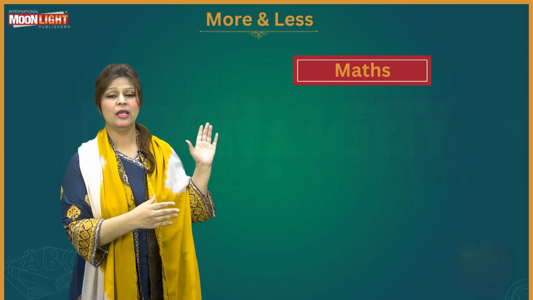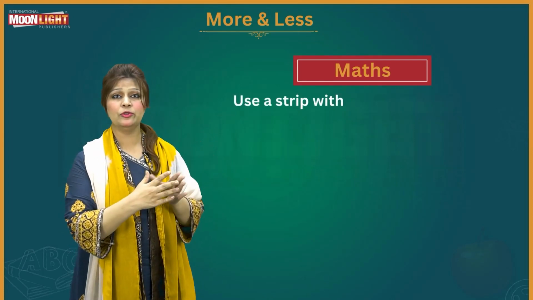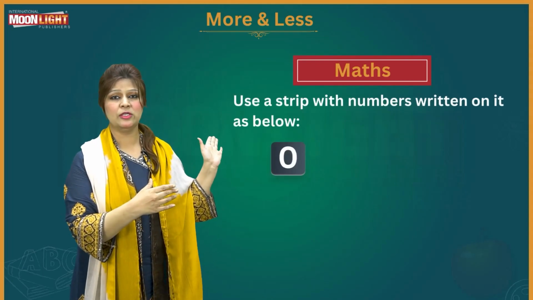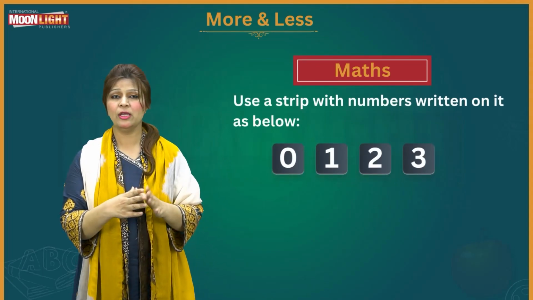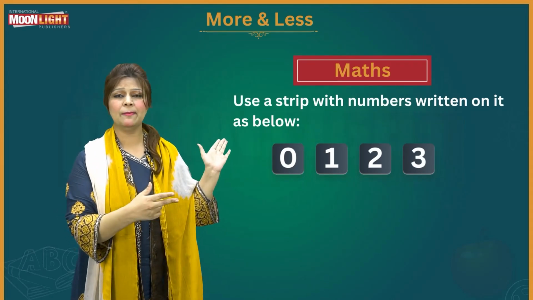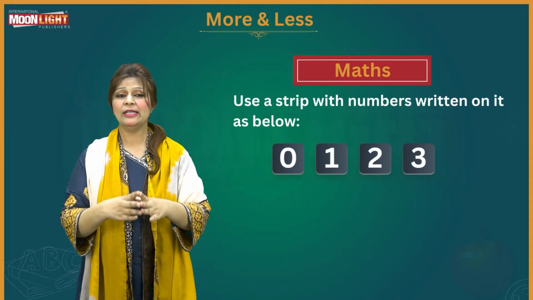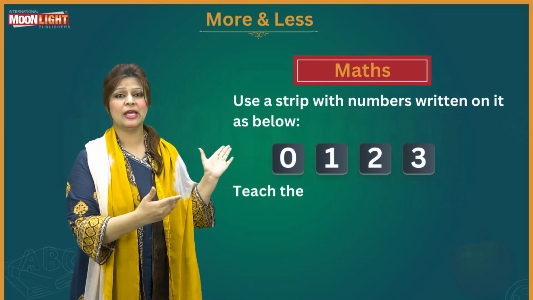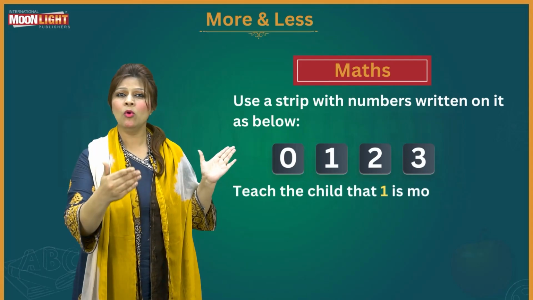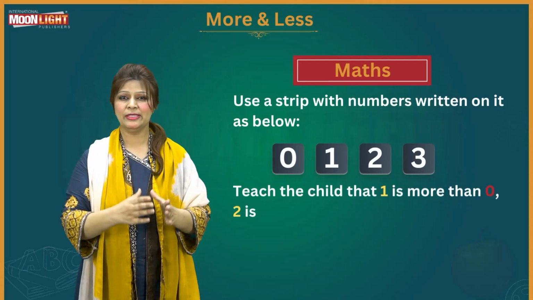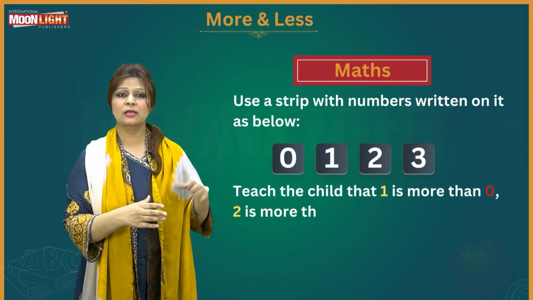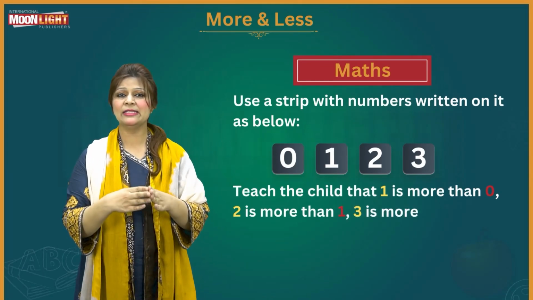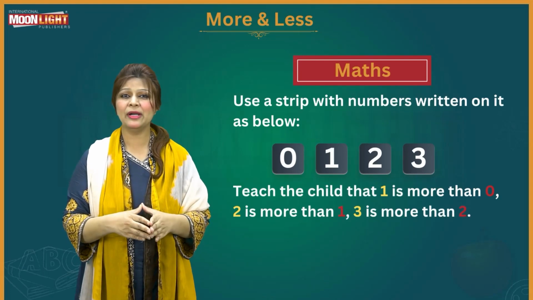So I have taken a strip, and you are also going to prepare a strip in this way. There must be sections like 0, 1, 2, 3. Use a strip with numbers written on it as below, and then you are going to teach the child that 1 is more than 0. And you can say that 2 is more than 1. Again, the next number, that is 3. 3 is more than the number 2.